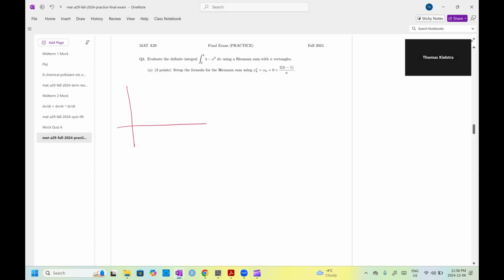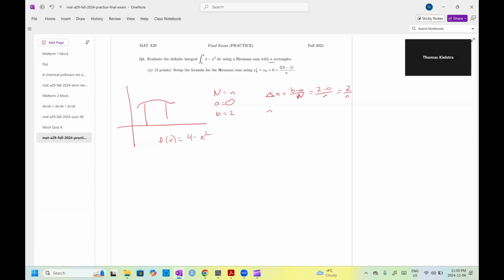And those in my class know I like to create a little pie shape to remind myself of what it is, where I have n equals n, because I'm using n rectangles, a equals 0 in this case, b equals 2, f of x equals 4 minus x squared. So now that I have my pieces, I want to compute what delta x is. This is b minus a over n, which equals 2 minus 0 over little n, which equals 2 over little n.